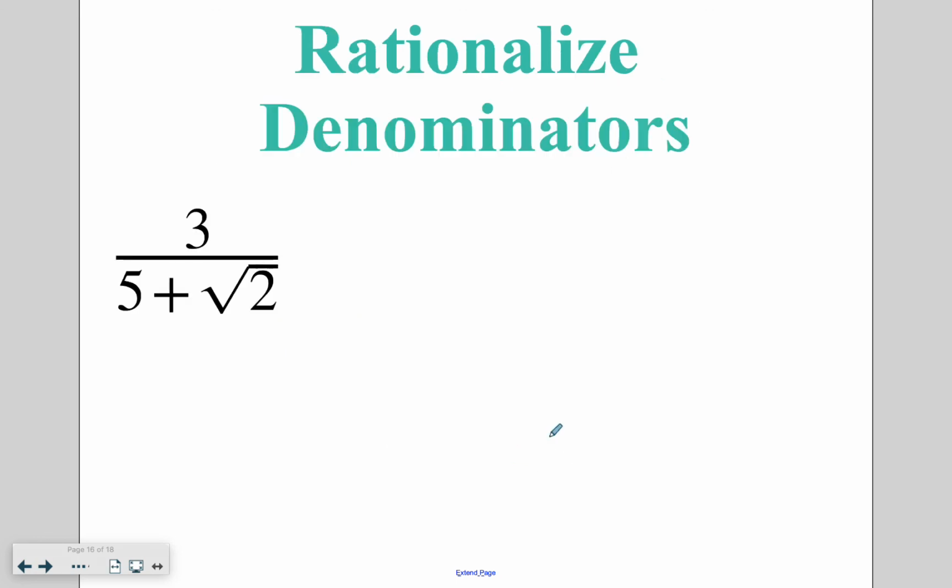So how does this actually help us solve problems? When we have the fraction with the square root in the bottom, along with addition or subtraction, we're going to multiply both the numerator and the denominator by the conjugate. So in this case, the opposite is 5 minus square root of 2 and 5 minus the square root of 2.